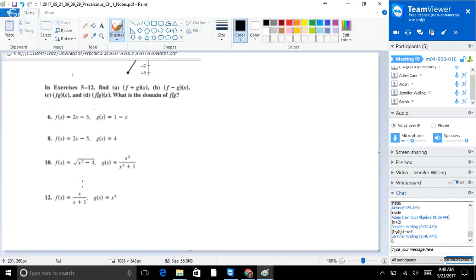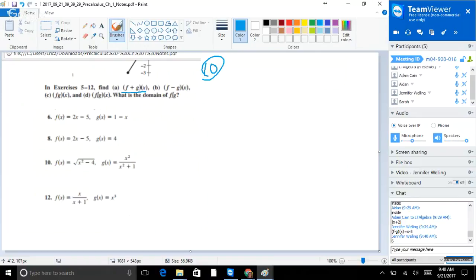Let's do 10. Because why not, right? So what if I wanted to do, let me get my paper up here. What if I want to do number 10, right? So the first thing they want me to do is f plus g of x.